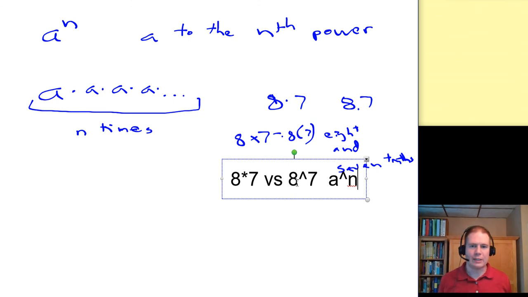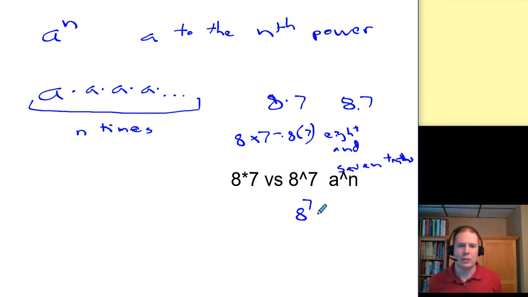So in this case, 8 is the base, and 7 is my exponent. Whereas this means 8 plus 8 plus 8 7 times. This means 8 times 8 times 8 7 times.